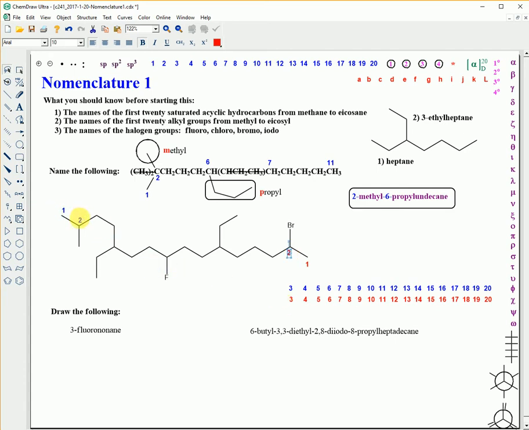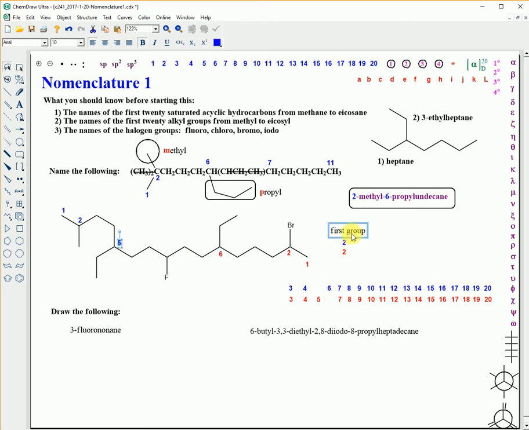Numbering in the blue system, first group is on 2, and in the red system, first group is on 2. When we have such a tie, we have to go and find the next group. Here's 3, here's 4, here's 5, here's 6 with the red system. Second group on 6 with the red system. With the blue system, 3, 4, 5. We have a winner.